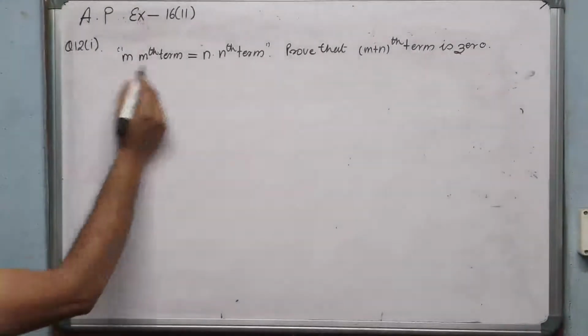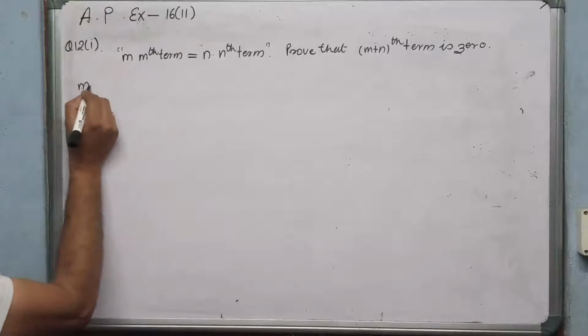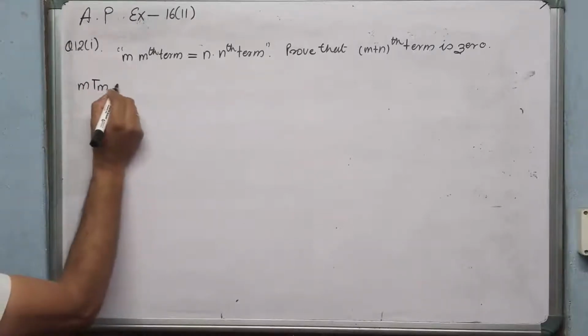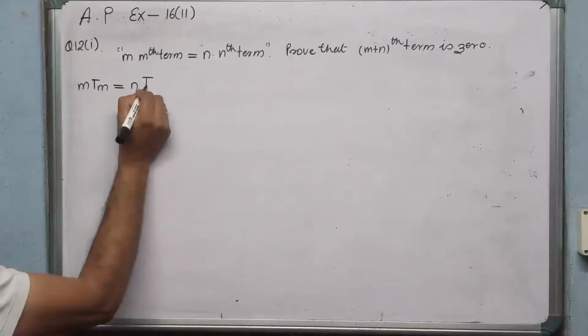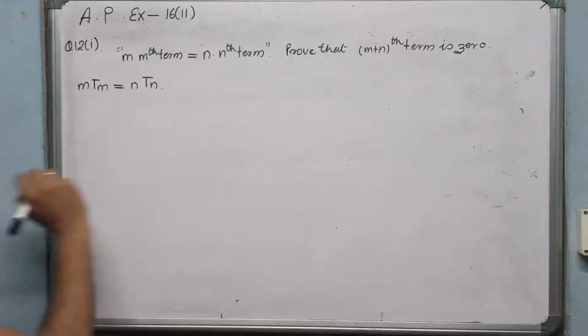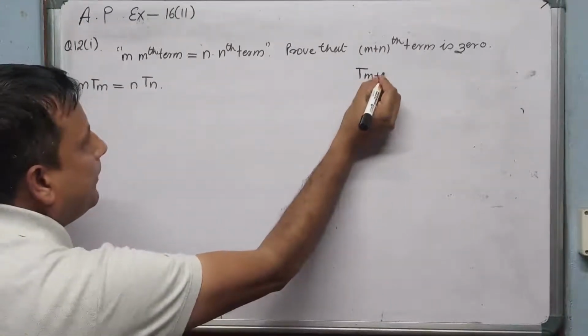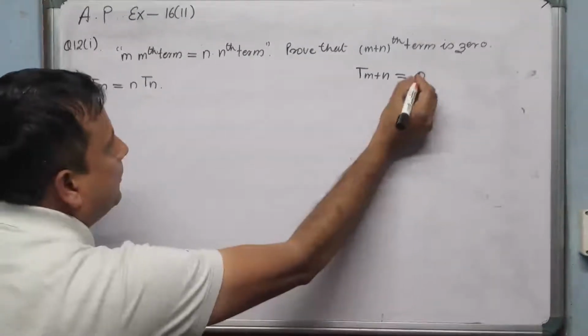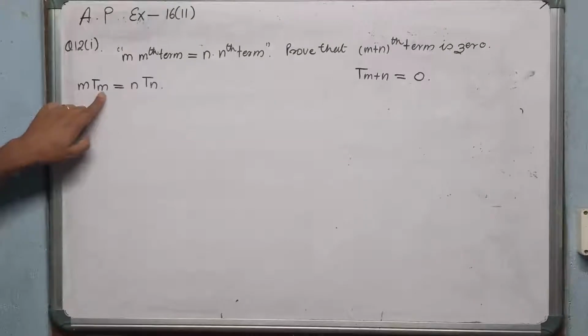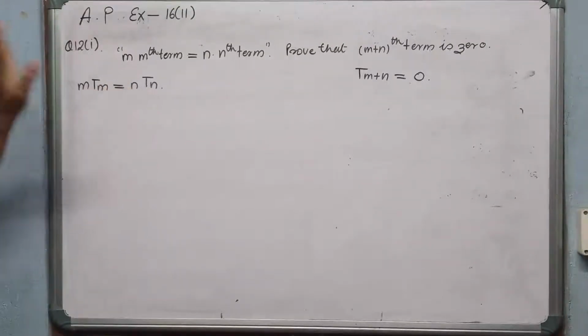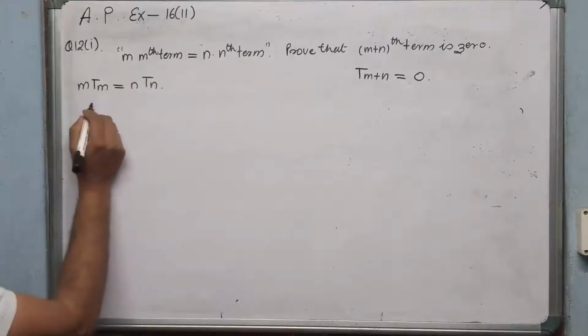Now I'll write these things in terms of notation. M times the mth term, Tm, is equal to n times the nth term, Tn. Prove that the (m plus n)th term, that is T(m plus n), is equal to 0. This you have to prove. Now I'll consider the first term and the common difference.